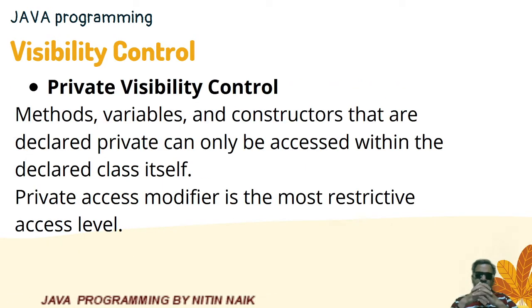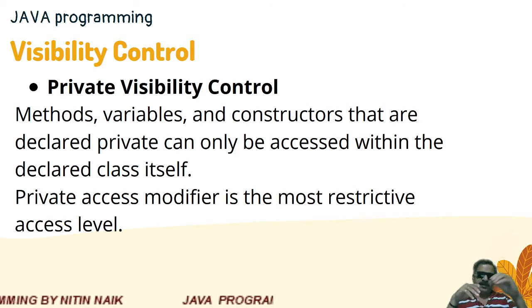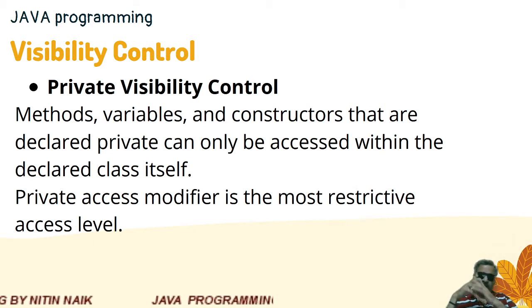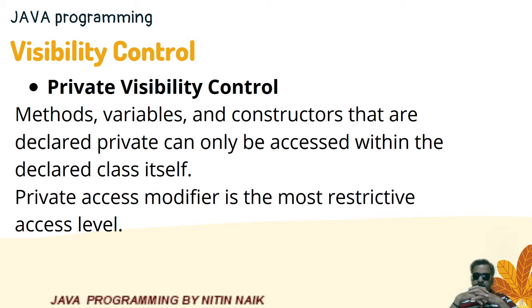Now what is private visibility mode? Methods, variables and constructors that are declared private can only be accessed within the declared class itself. It is the same definition as in C++. The private access modifier is the most restrictive access level. Why is it called most restrictive? Because you can process the member variables, constructors or member methods within the class definition only. You cannot process these members outside the class.